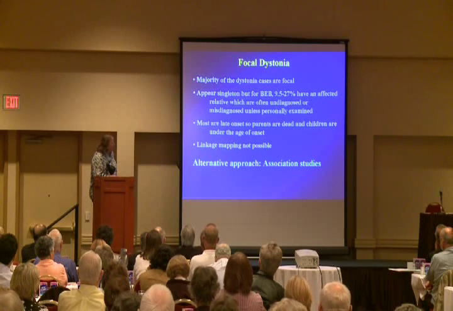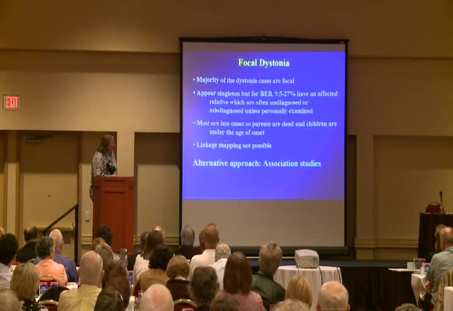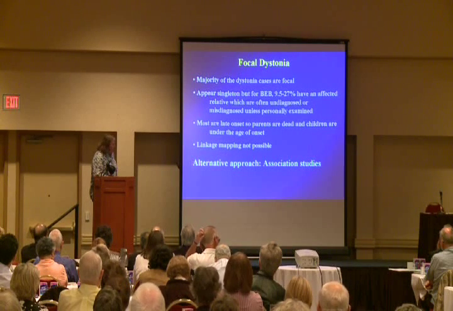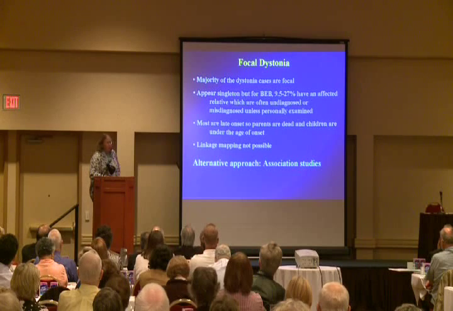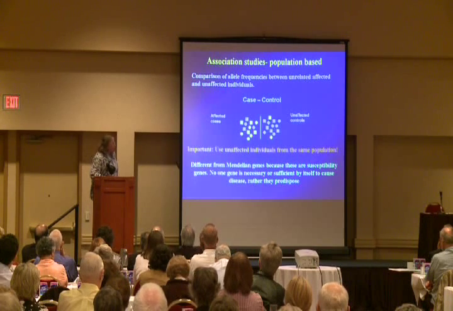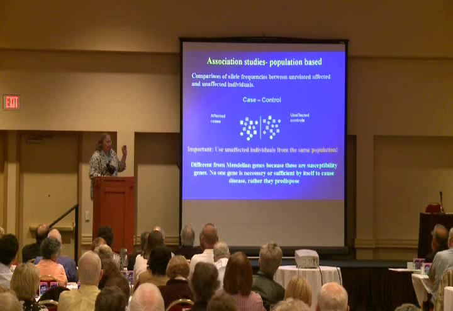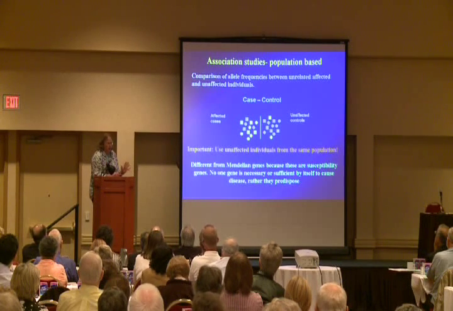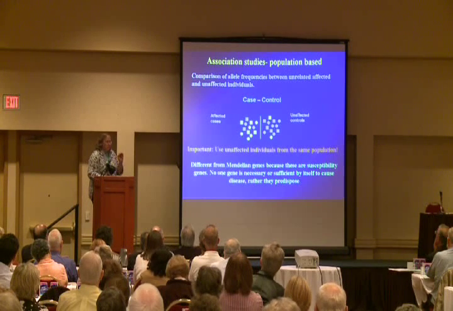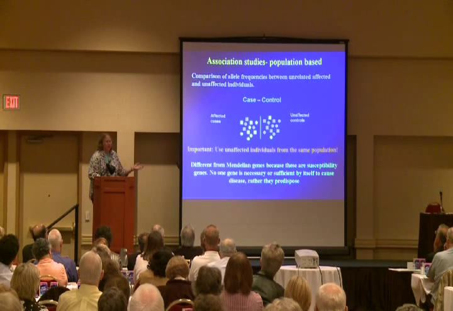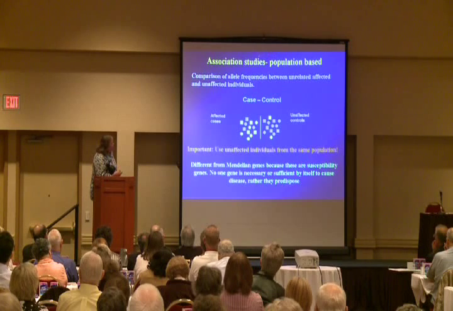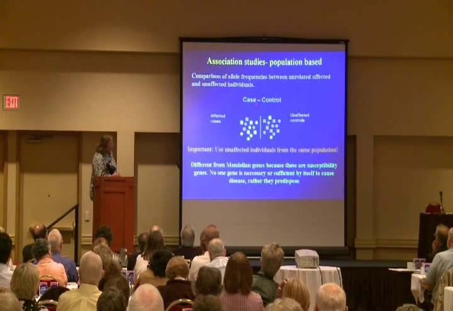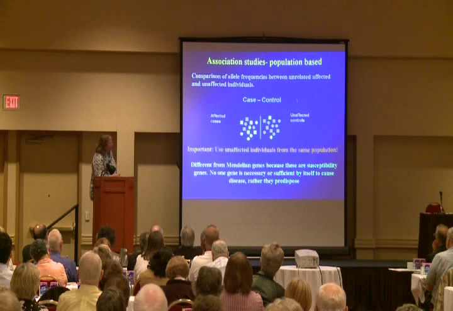So is there something else that we can do in focal dystonias to look for genes? The answer is we can use this alternative approach called association studies. So what's an association study? The linkage-based study is a family study where we collect large pedigrees. An association study, on the other hand, is a population-based study. The vast majority of people with focal dystonia seem to be only a single case, but there are lots of them.